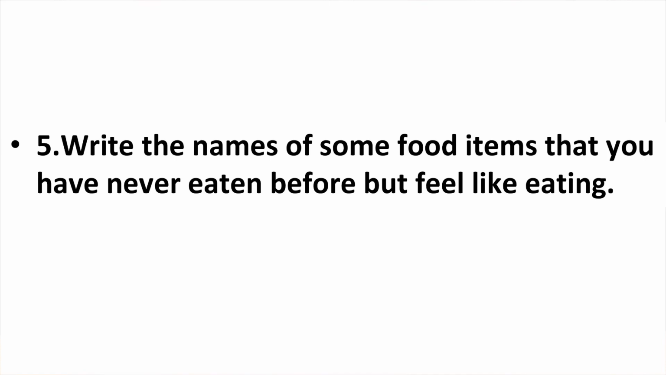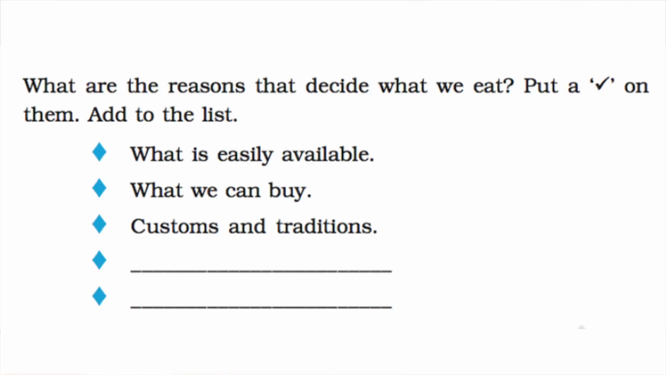Now moving on to another part, that is writing the names of some food items that you have never eaten but you feel like eating. Now students, also think about the reasons which decide what we eat. Try to put a mark in this list. For example, what is easily available, what we can buy, our customs and traditions. Add things and reasons like that into this list.